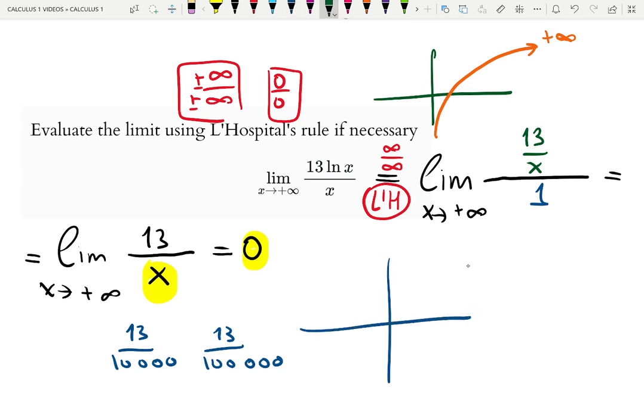1 over x behaves like so. So at plus infinity, it shrinks to 0 times 13. 0 is still 0. So that is the final answer.